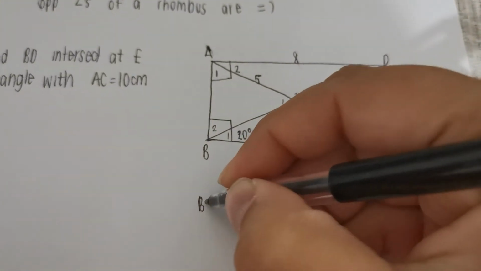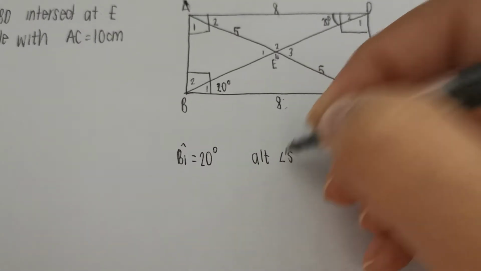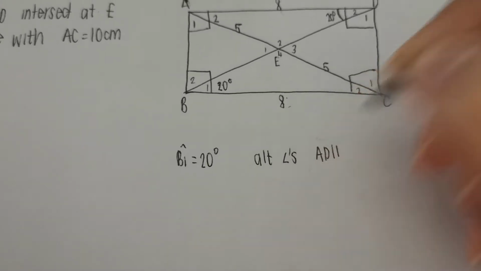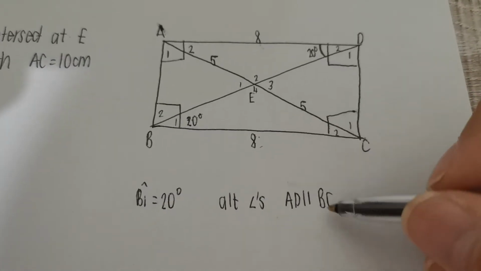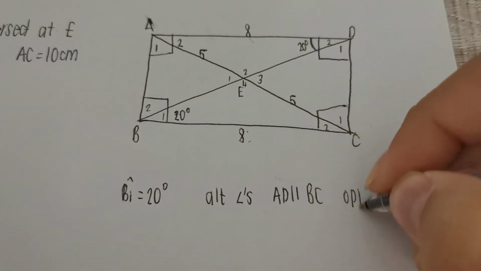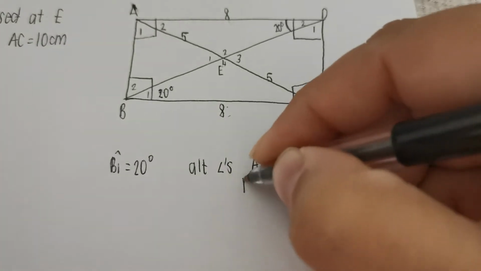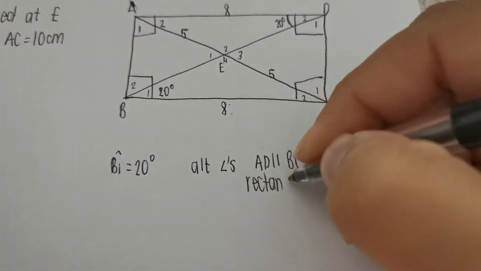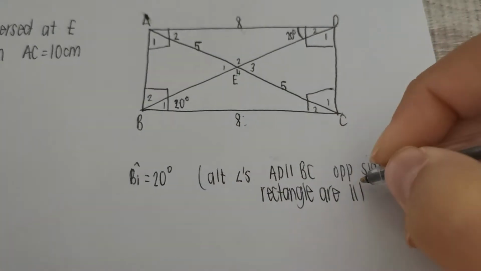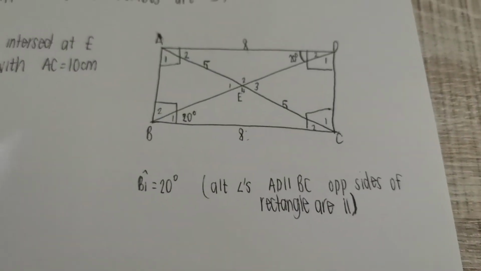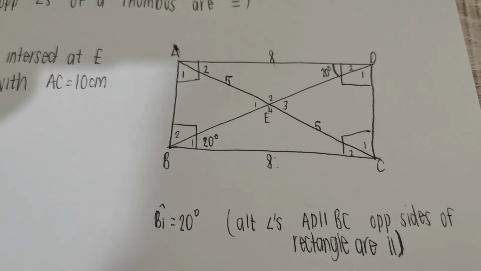I'm going to say B1 equals 20 degrees, alternate angles, AD parallel to BC, because those are the lines between which these angles lie. How do I know that they're parallel? It's a bracket. Do you notice how I'm filling in information as I'm going along, and you can use your color pens for this, right?